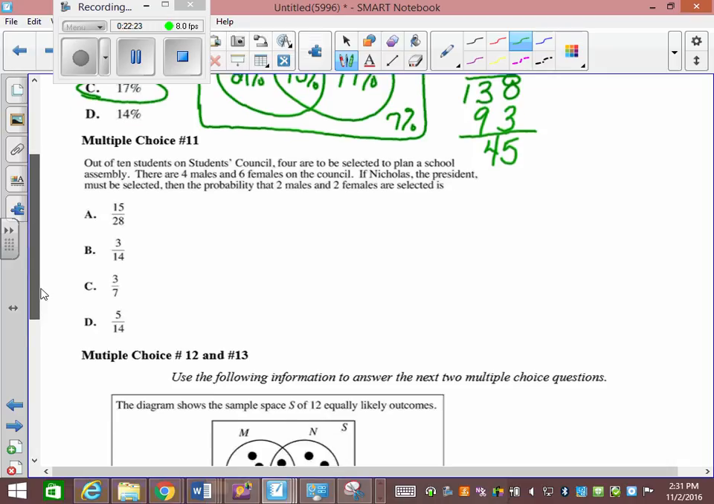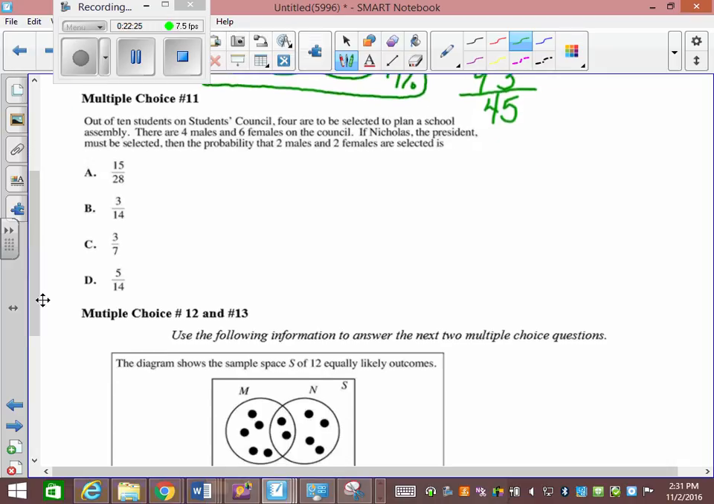Okay. I'm going to do multiple choice 11 as the easier version. So, we're going to pretend, because this is how you probably treated it, if Nicholas the president must be selected, we're going to put that after the word probability. It makes a difference, trust me.